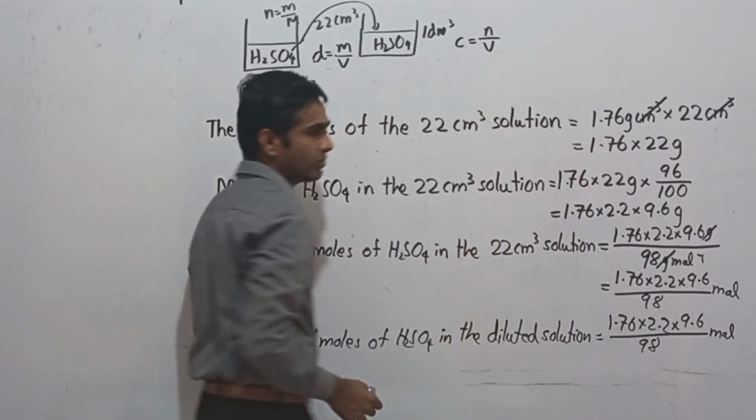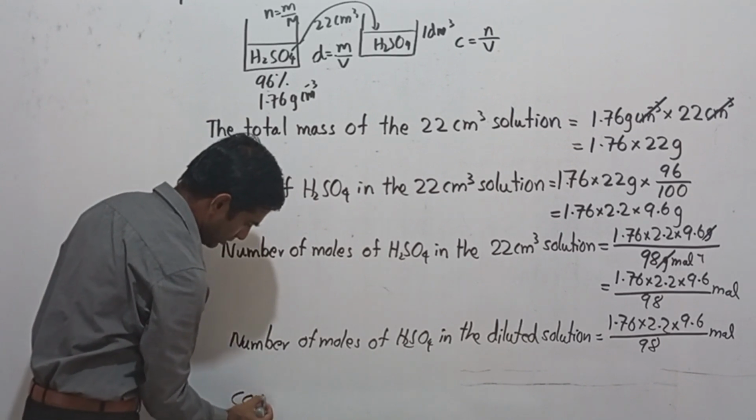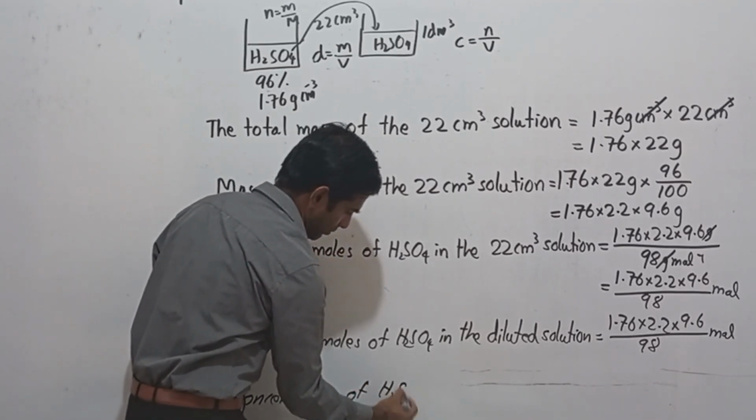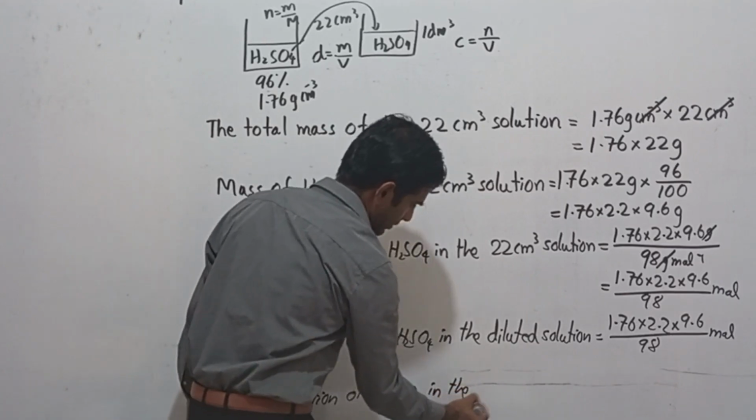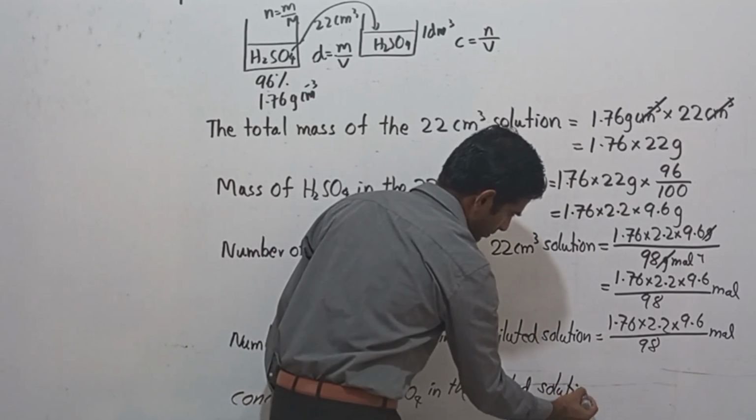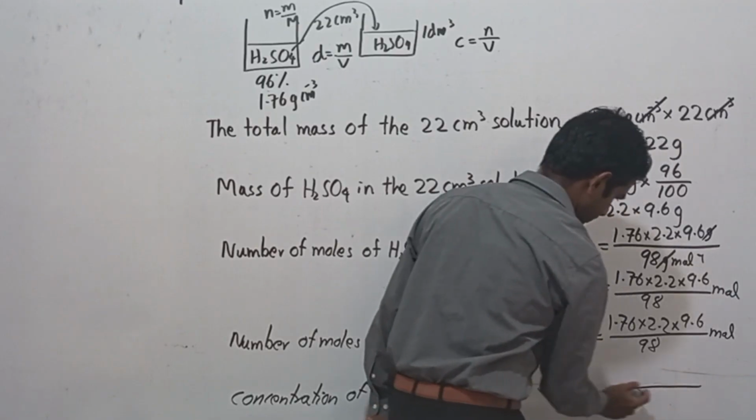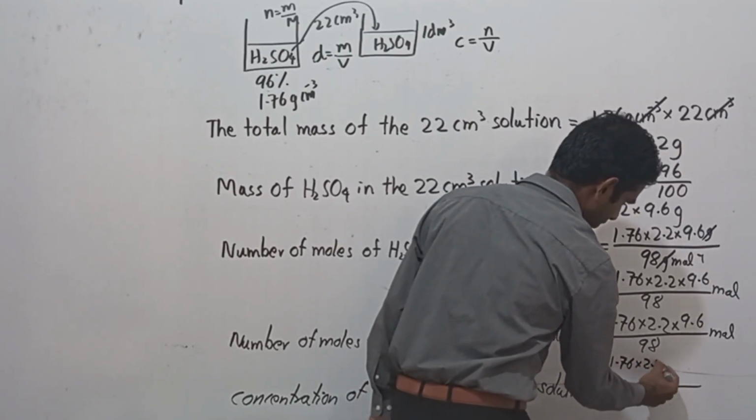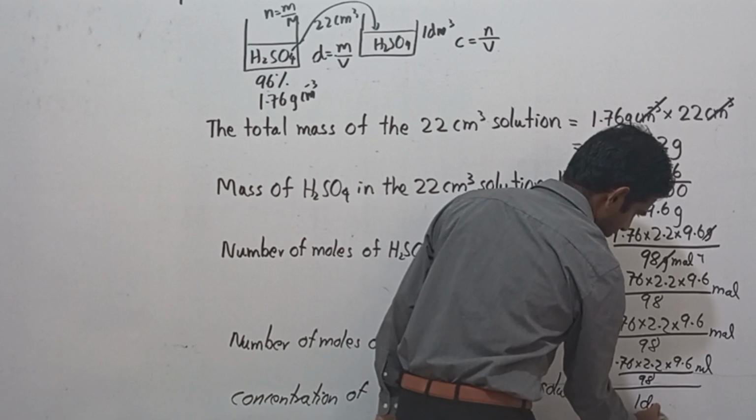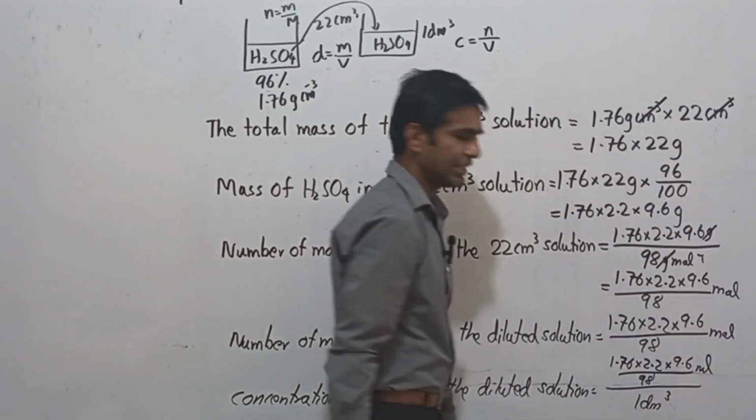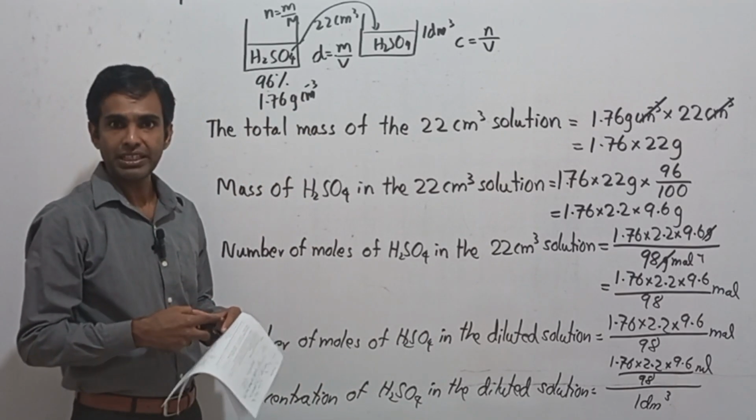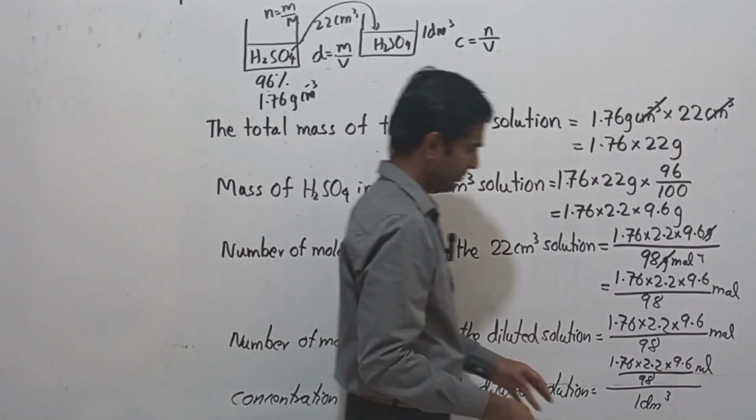As we know the number of moles of sulfuric acid, we can calculate the concentration of sulfuric acid in the diluted solution. Number of moles, 1.76 times 2.2 times 9.6 over 98 moles. Volume of the solution, 1 cubic decimeter. Now you can get the answer. As this is an MCQ answer, you don't need to completely simplify this expression.